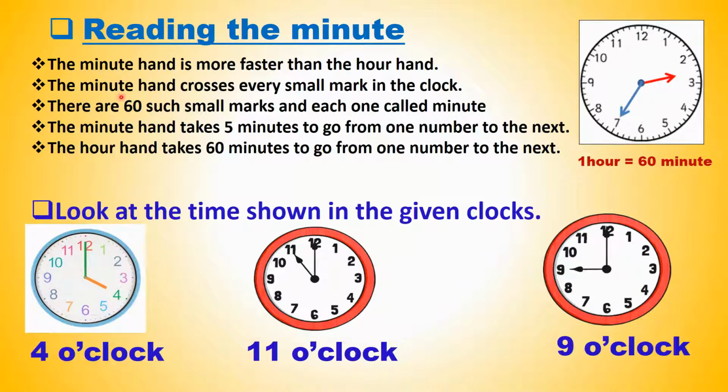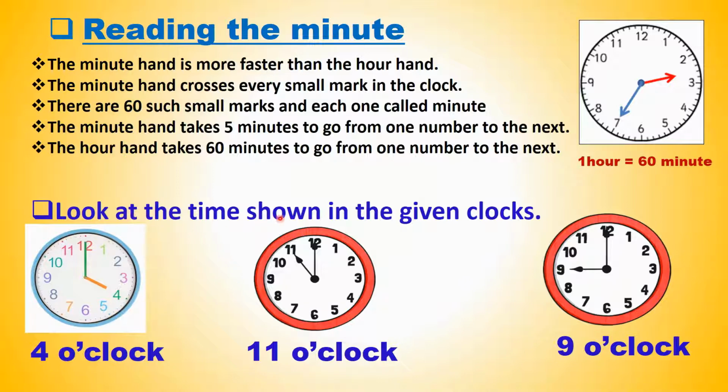The minute hand crosses every small mark in the clock. There are 60 such small marks and each one is called a minute. The minute hand takes 5 minutes to go from one number to the next. The hour hand takes 60 minutes to go from one number to the next. So students, 1 hour is equal to 60 minutes.